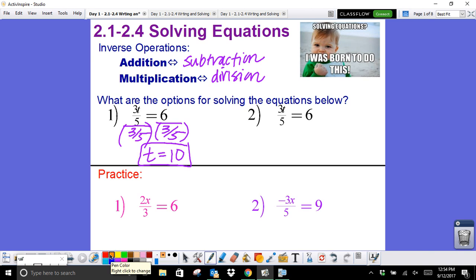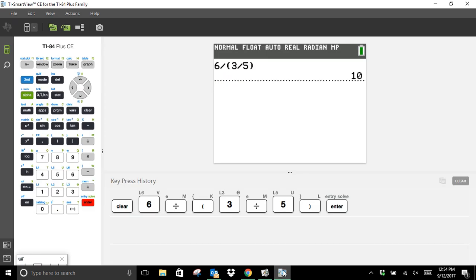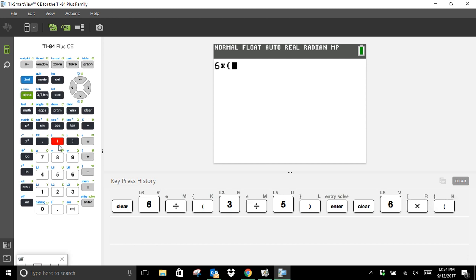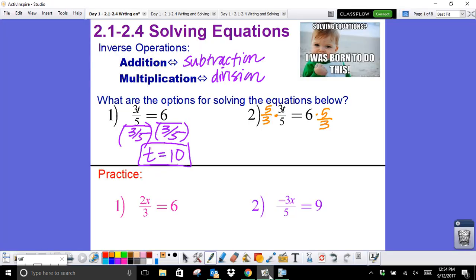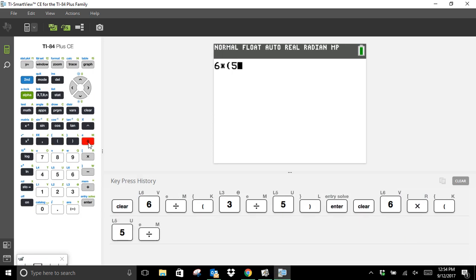Another way is probably what y'all did last year when you had to clear fractions, but that's to multiply instead. But remember, if you multiply, you have to multiply by the reciprocal. So let's say I want to go with that method, but I'm going to multiply both sides by 5/3. And again, remember that when you type fractions in, it has to go in parentheses. So this time I'm going to do 6 times, and then my fraction is going to be 5/3. Make sure it looks like mine with the parentheses. Press enter, and there we go.